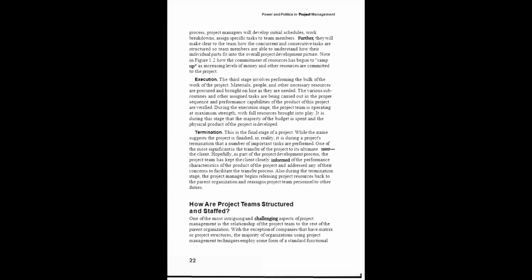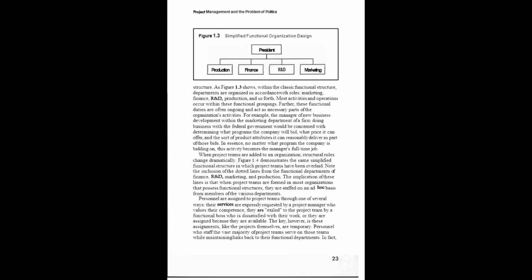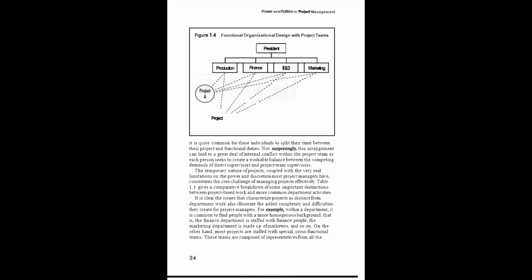Figure 1.4, which is on the next page, let me show you. Yeah, this one. So you can see here that people from different departments are accessing the same resource, right? Project A is getting its resources from production and finance and R&D and marketing, and the same is true for project B. That means these projects are getting resources from their functional departments. So this demonstrates the same simplified functional structure in which project teams have been overlaid.